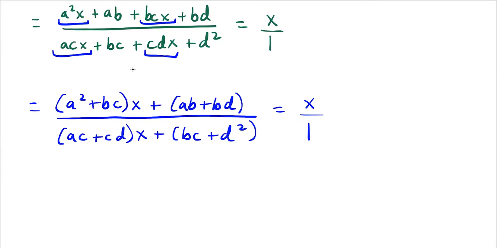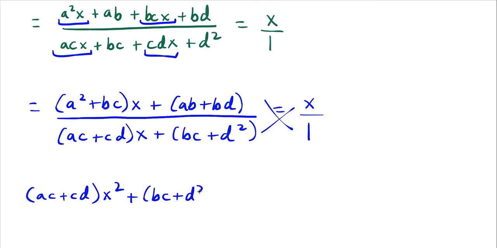So once again, we're just grouping the x terms together, so that way when we cross multiply, things will be a little bit more organized. So we're going to multiply the denominator by x, and we're going to have ac plus cd x squared plus bc plus d squared times x, and this is going to be equal to 1 times the top, which is just going to repeat the top. So we have a squared plus bcx, and then we have plus ab plus bd.